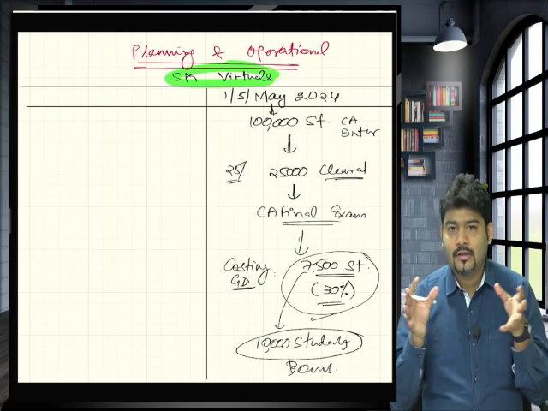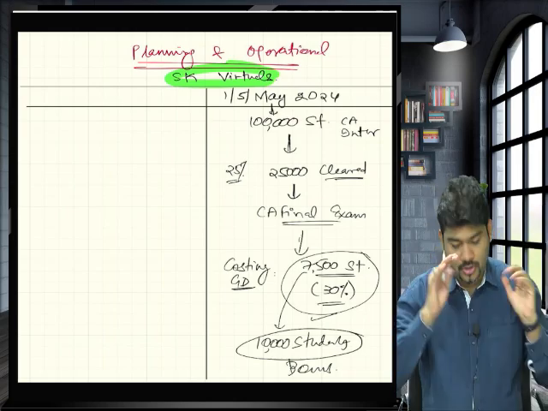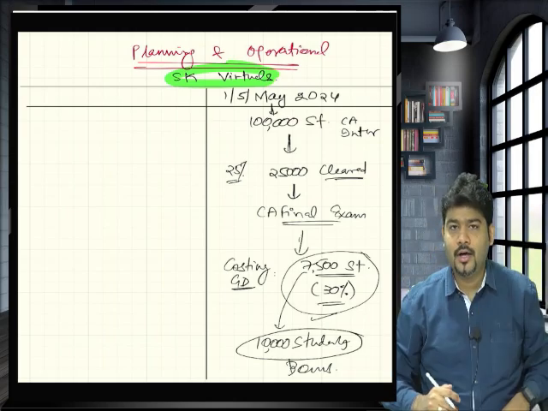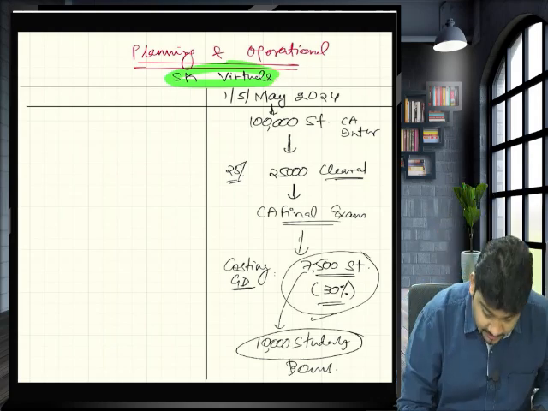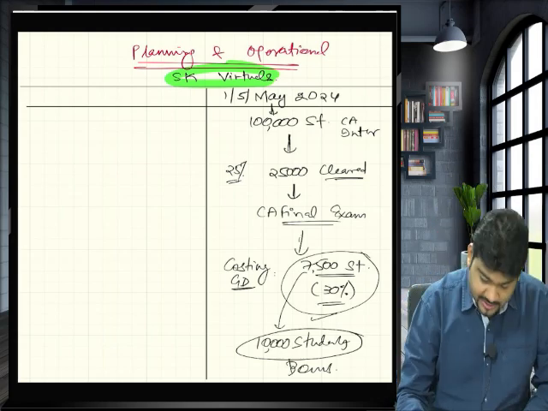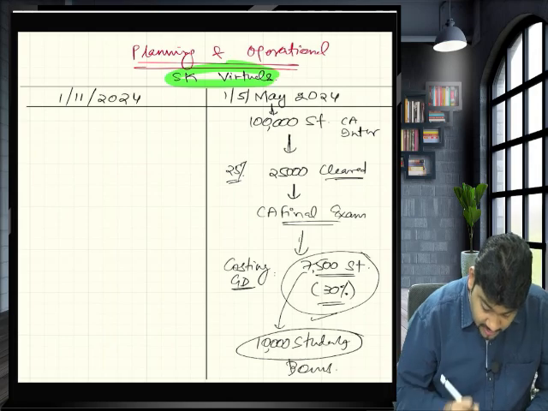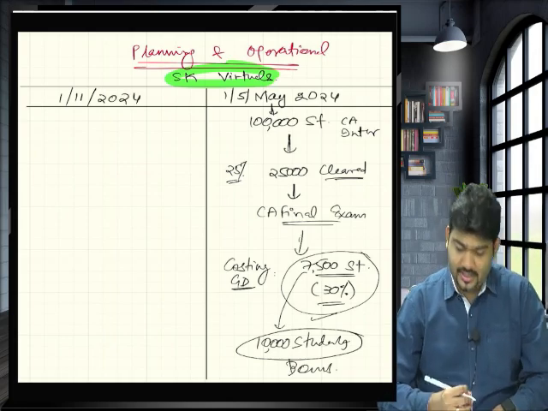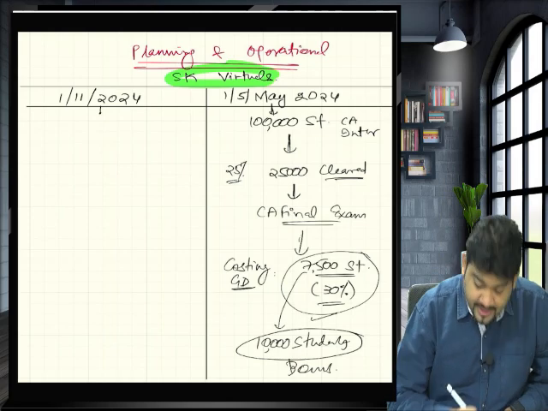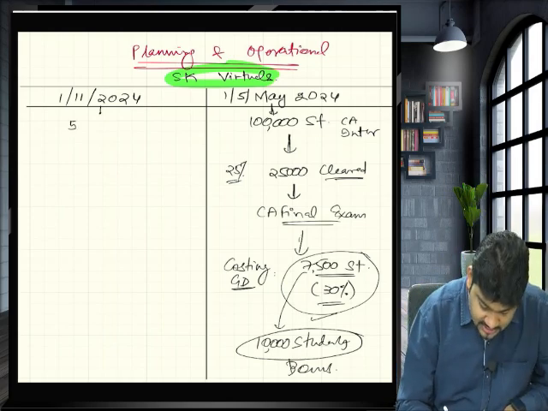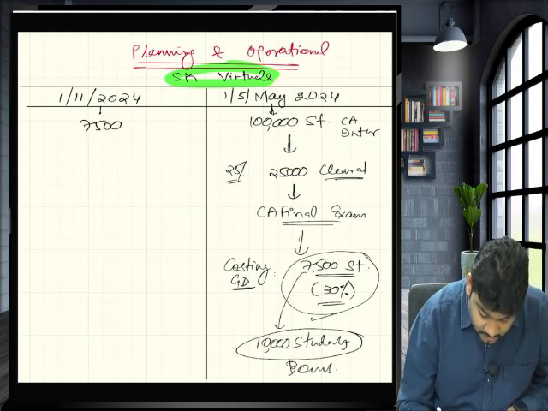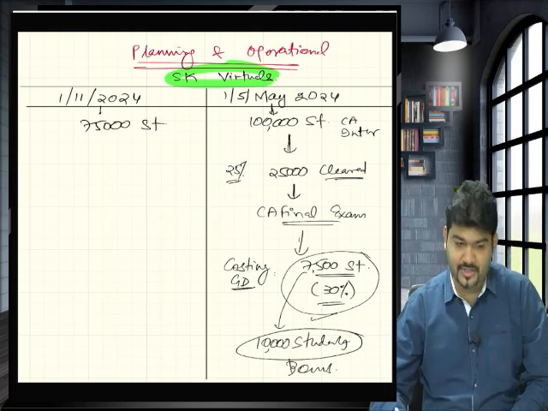Are we clear till here? Is it clear to you? Okay, then we move on to the next attempt. So the next attempt will be in November, correct? So in November the exams happen, say 1st of November 2024. Again this time, instead of 1 lakh students, let's take say 75,000 students appeared in the examination.